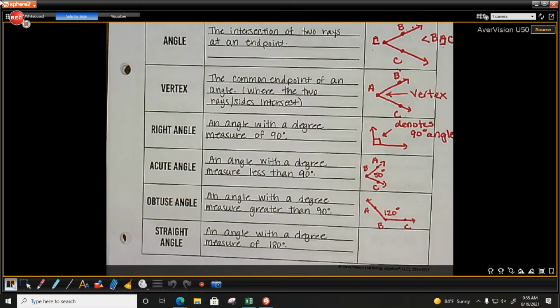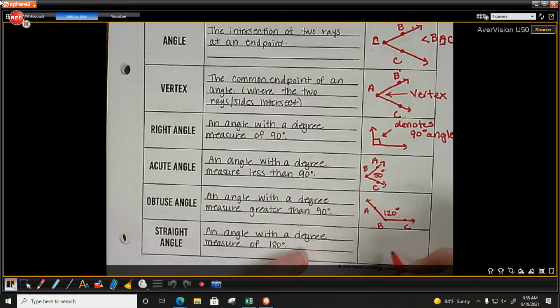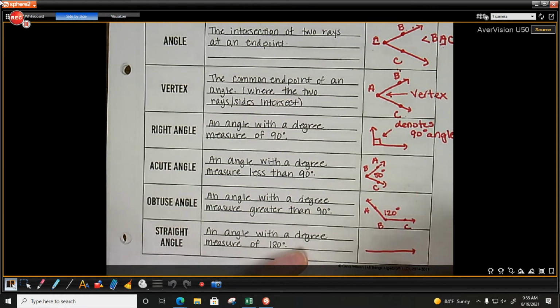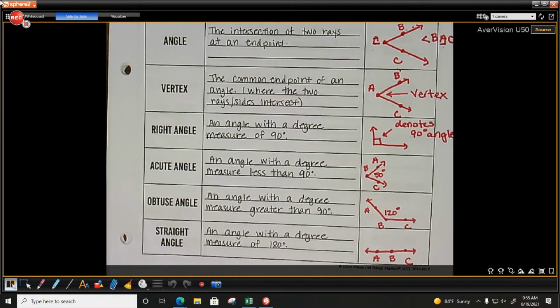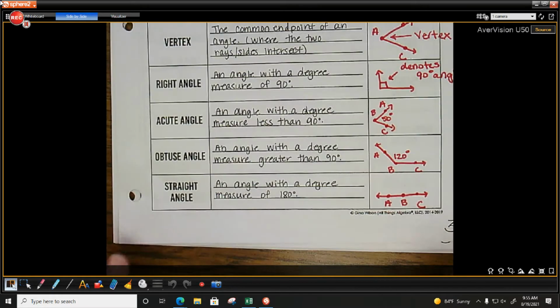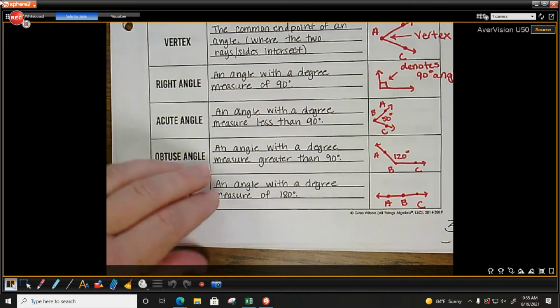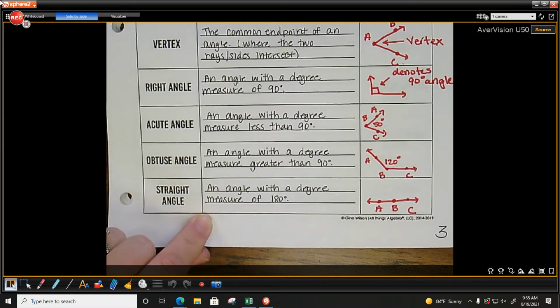Straight angle. A straight angle is an angle with a degree measure of 180 degrees. So a straight angle is essentially just a line. That's a straight angle. It just makes a line. That line has a measure of 180 degrees. We all know a straight line has a degree of 180 degrees? Yes? Okay. We good to go to the next page?